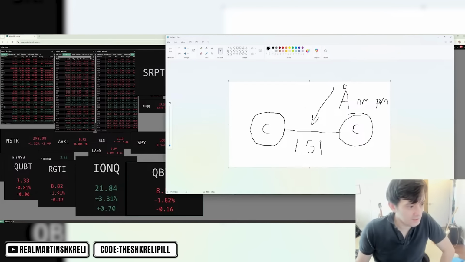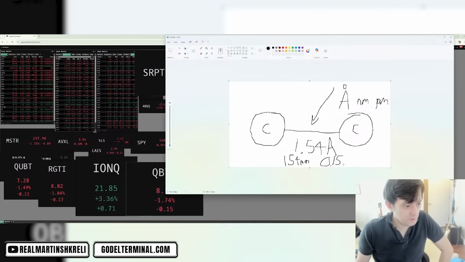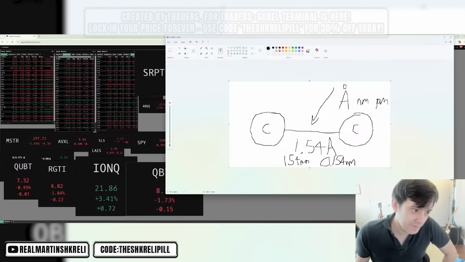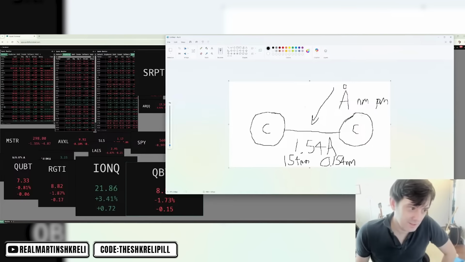Well, how much is that? Let's see if this makes sense. That's 154 picometers, or how many nanometers? 0.154 nanometers. As a drug developer and designer, I have to know this stuff. Why? Because I have to fit these atoms and their electron configurations within other atoms, proteins, and drugs.